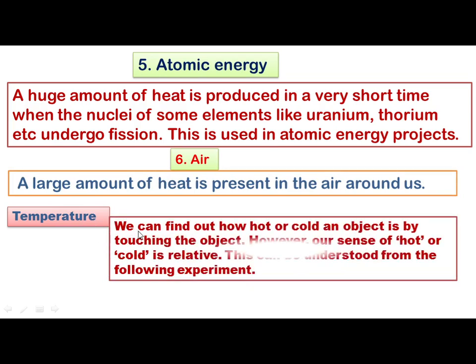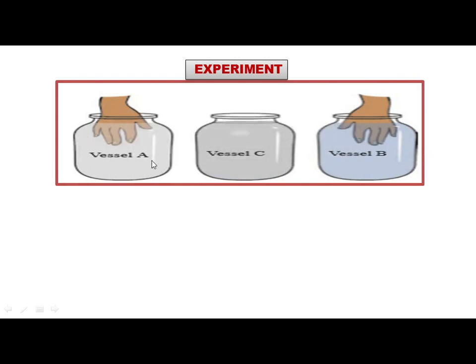Temperature. We can find out how hot or cold an object is by touching the object. However, our sense of hot or cold is relative. This can be understood from the following experiment. Here, in this picture, this is vessel A, this is vessel C, and this is vessel B.